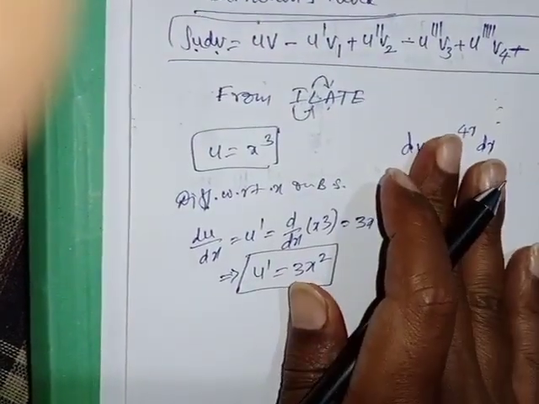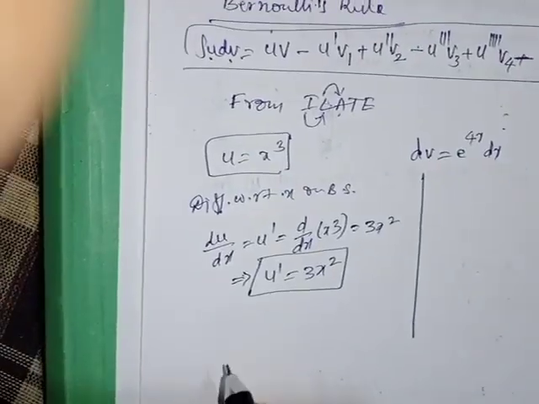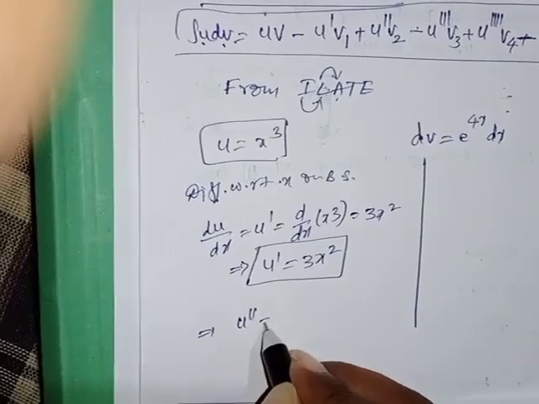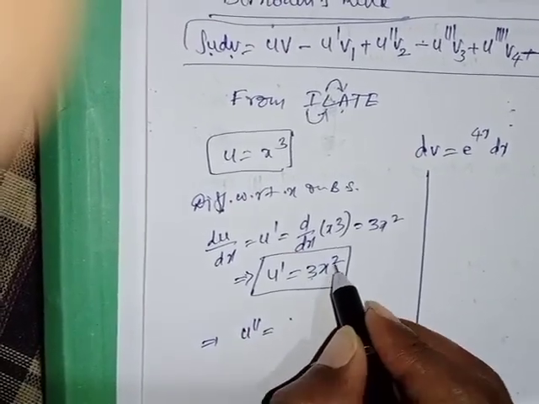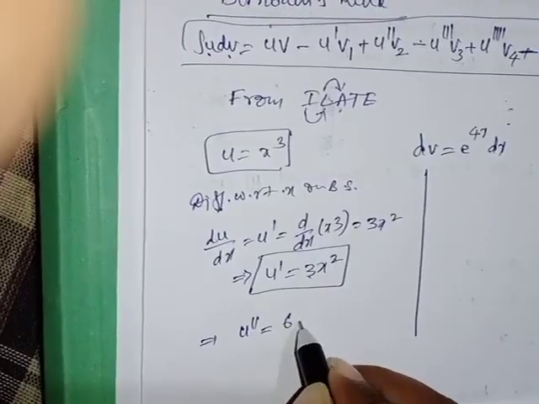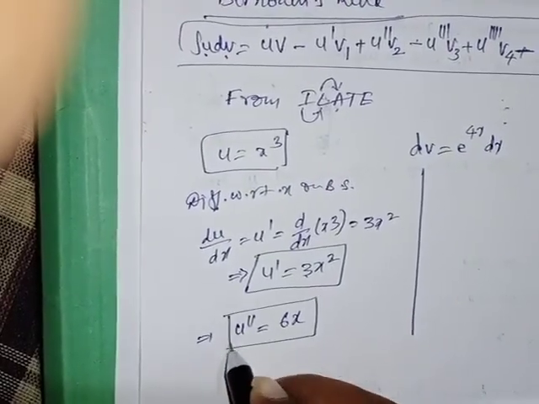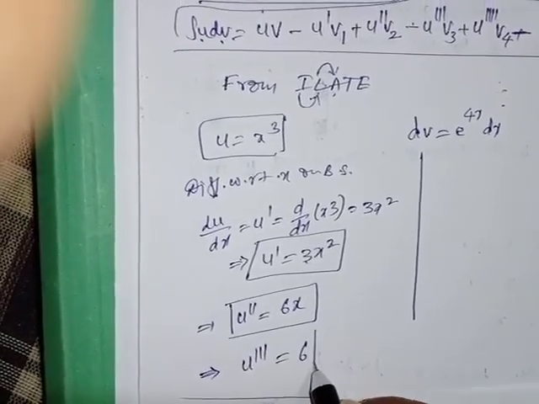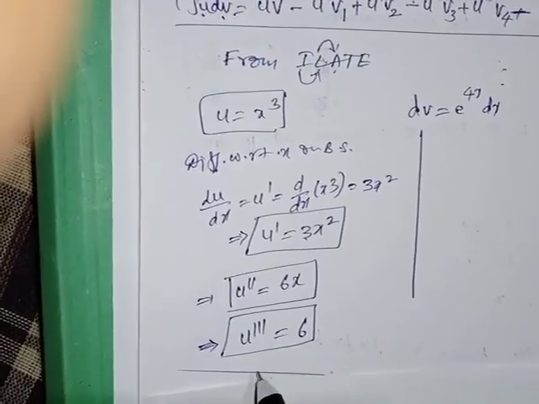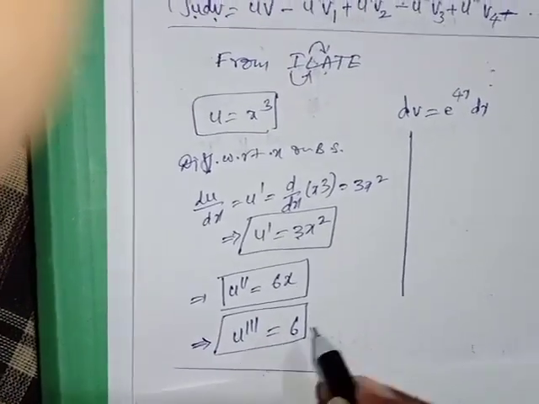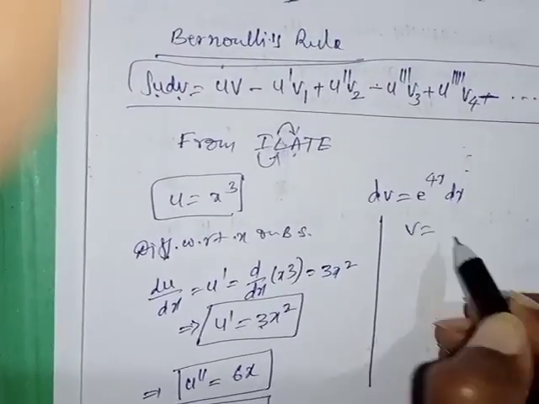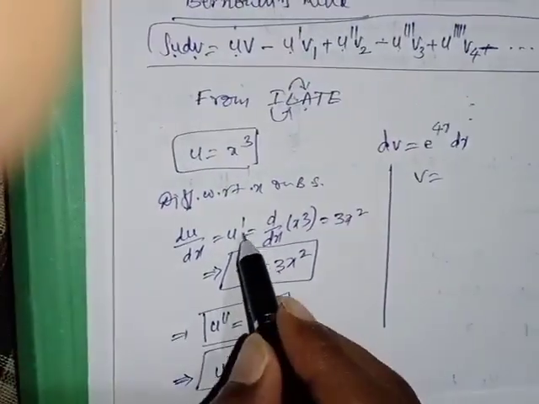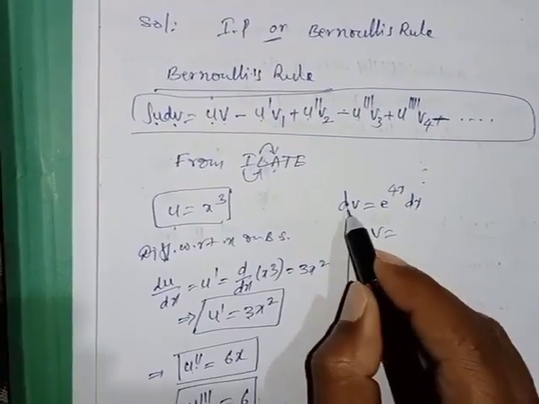The next, again differentiate with respect to x on both sides. That means u double dash is equal to, differentiation of this one is 3 into 2, that is 6, only x. This is the u double dash. Again differentiation, u triple dash is equal to only 6. See, 6 is a constant, so there is no need to differentiate another time. It's enough. Here we have u, u dash, u double dash, u triple dash. From these we can find the dv value.